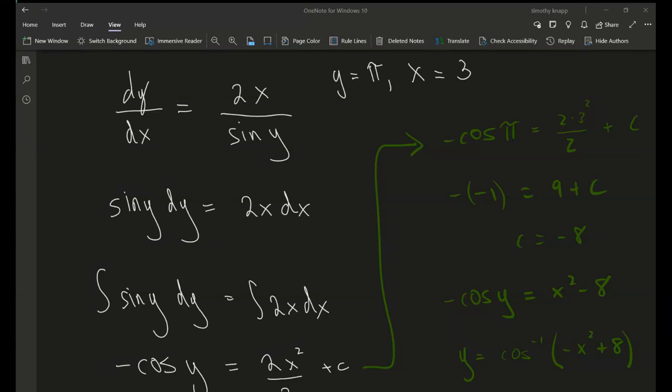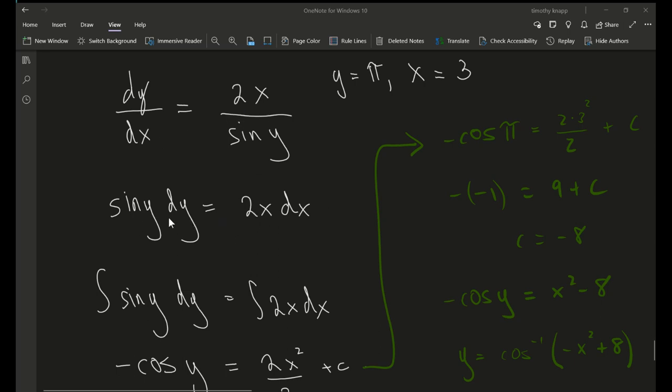Hey everybody, here we're looking at a first order differential equation, and it's one where we use separation of variables. Here's the starting question. In the first step, you send all your y's over to one side and all your x's over to the other. So here you've got your sine y dy and your 2x dx.